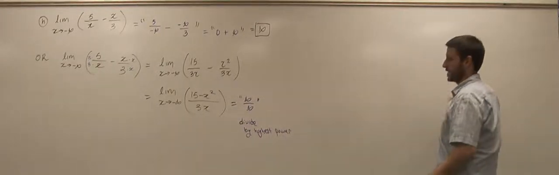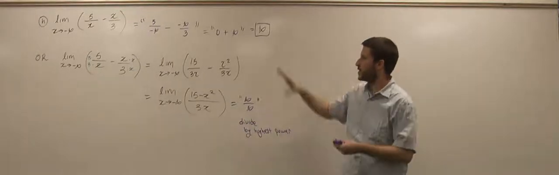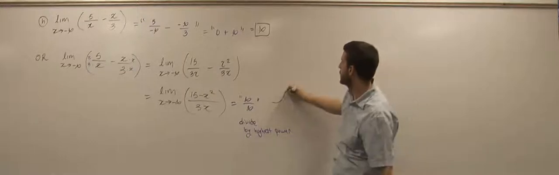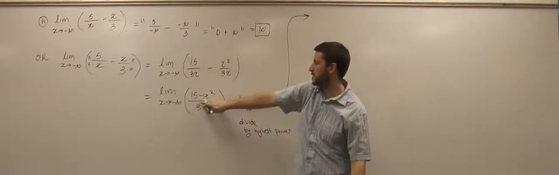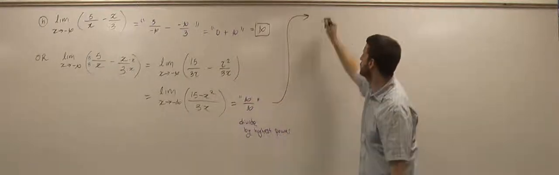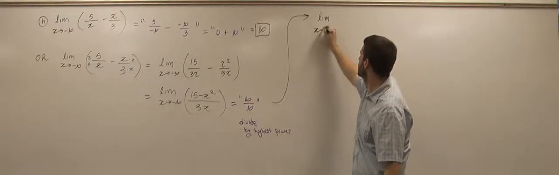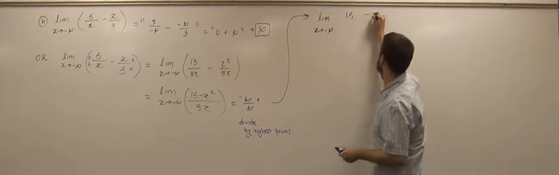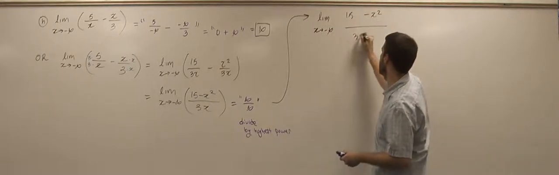Just to prepare you for the next example. But let's finish it off and make sure we get the same thing. Make sure this checks out. So I'd have to bring this up, divide by the highest power, which looks like x squared. So this will become the limit as x goes to negative infinity. Divide everything by x squared.